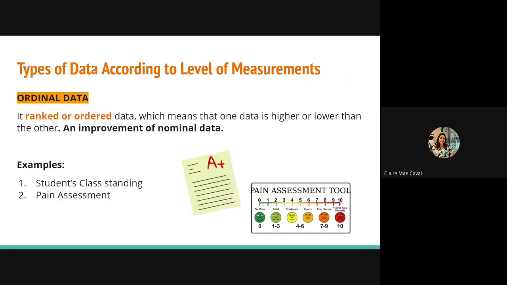Next, what is ordinal data? It is ranked or ordered data, which means that one data is higher or lower than the other. So meaning, year level can be ordinal data as well.